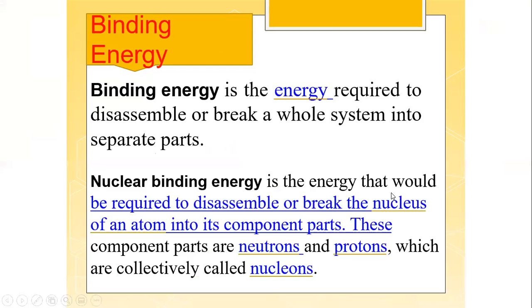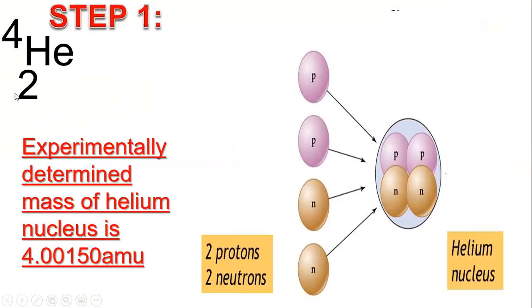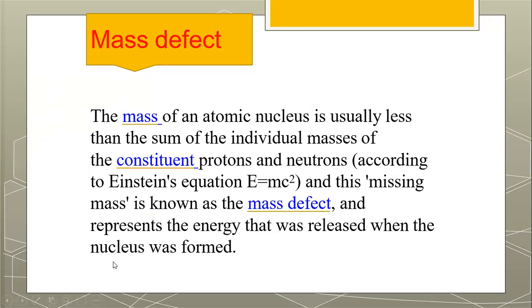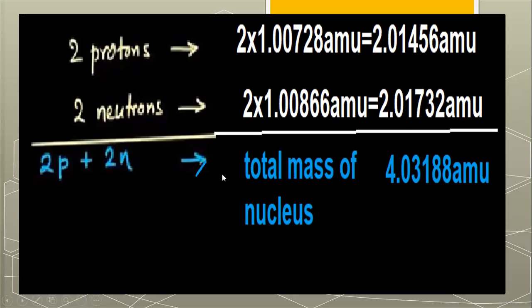I have told you earlier that the mass of helium nuclei that is experimentally determined is 4.00150 AMU, while the value of helium nuclei, which is calculated on the basis of the composition of two protons and two neutrons, comes out to be 4.03188 AMU. It is clear that the calculated mass of nucleons is not equal to the experimentally determined value of the nucleus of helium atom.